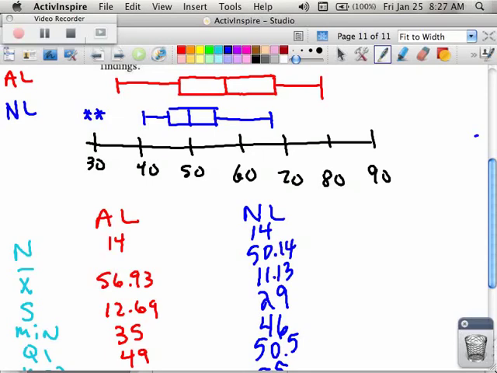However, there's more variability in the American League teams. And what that means is from small to big, there's a greater range. So even though everything in the National League is shifted left, there's more spread in the National League. Or sorry, in the American League.